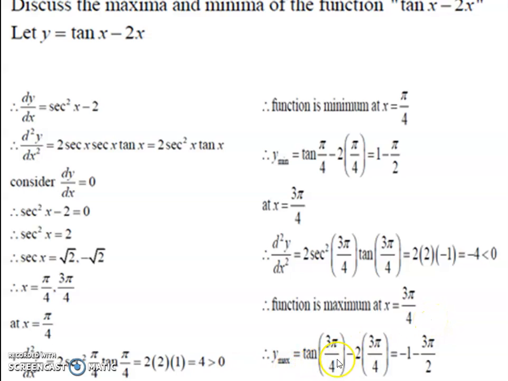Now we put 3 pi by 4 in equation number 1: tan 3 pi by 4 minus 2 into 3 pi by 4. Tan 3 pi by 4 is minus 1, and 2 into 3 pi by 4 is 3 pi by 2. So minus 1 minus 3 pi by 2. So x is equal to 3 pi by 4 and y is equal to minus 1 minus 3 pi by 2 is the maximum condition at this point. In this example, we used trigonometric ratios, trigonometric angles and derivatives of trigonometric functions, which are compulsory to know.